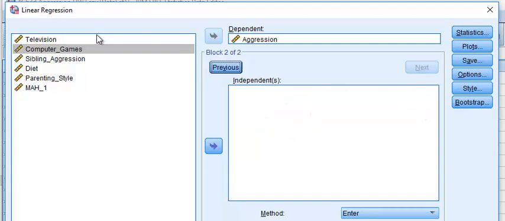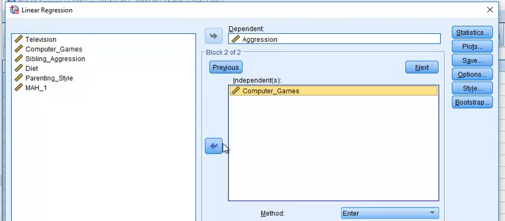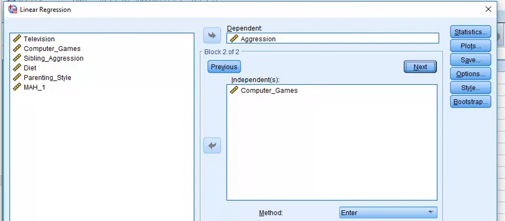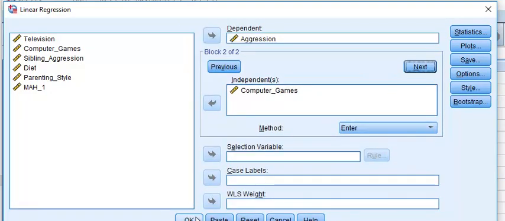So it's going to make a separate model with computer games added to the rest of the predictors that we put in. So the first model is going to have these 4 predictors, and the second model is going to have those 4 plus this one. And it's going to show you if this one by itself had significant predicting power. I always thought that was kind of cool. Everything else should be the same. I'm going to go down here and hit okay.